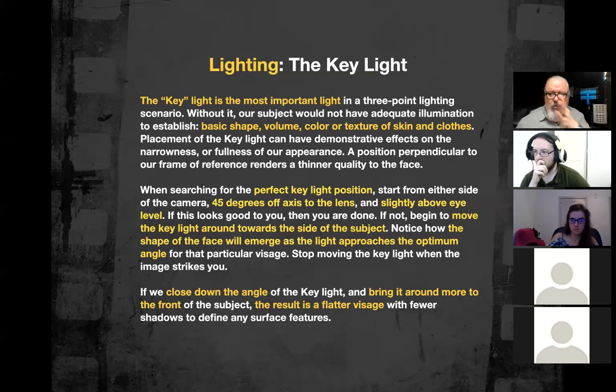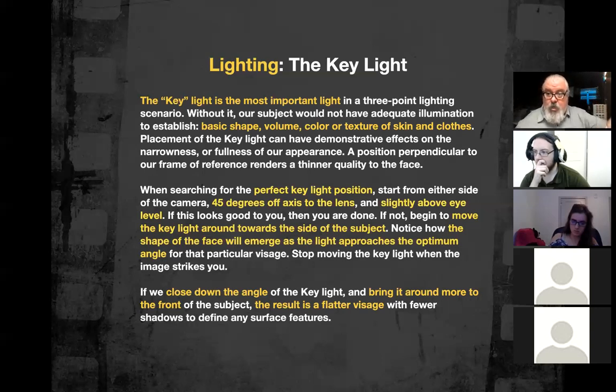And so we start 45 degrees off axis from the lens, either side, by the way, left or right, doesn't matter. And then slightly above eye level. And from there, we can start moving the light around. Sometimes we'll put the light there and we'll go, woof, that's perfect. We can stop. Let's add the other lights and then we can shoot. Or you might look at that key placement and go, yeah, no, it's not working. Let's start moving it around.